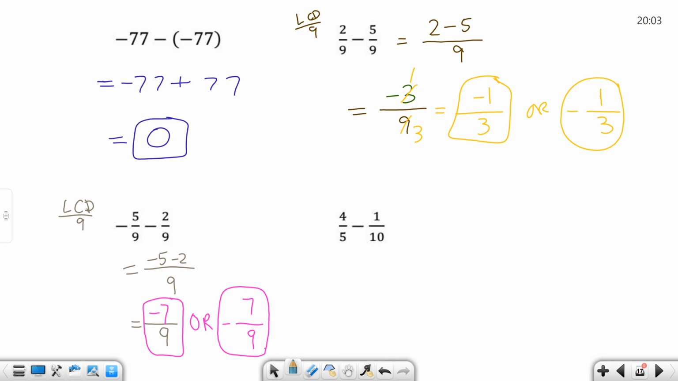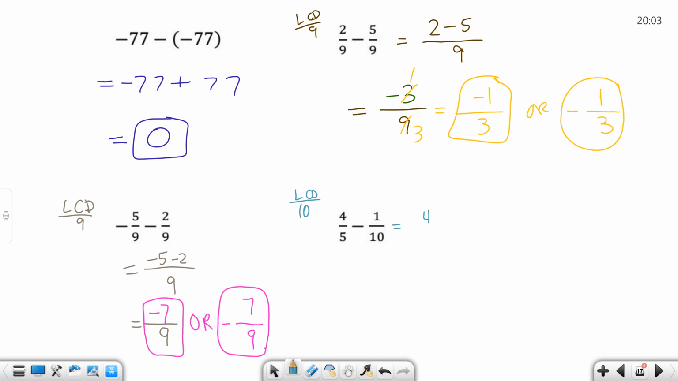So then 4/5 minus 1/10. Here, I don't already have an LCD, right? So what is my LCD? Well, the first thing I do is look at the largest one, 10. Does 5, the only other denominator, divide into 10? And the answer is yes. So then my LCD is 10. And when that's the case, remember one of your fractions, that 10 one won't change, right? It already has the LCD.